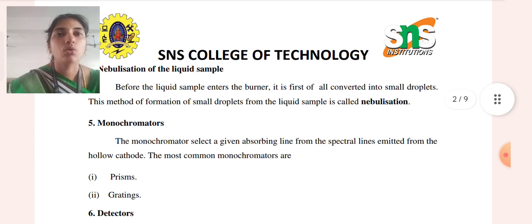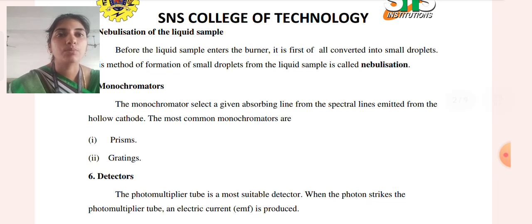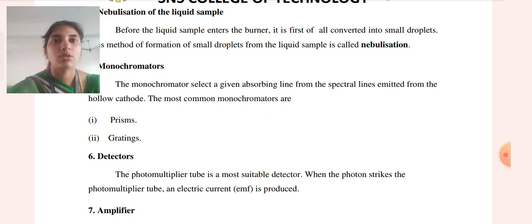Next one is a monochromator. The monochromator selects a given absorbing line from the spectral lines emitted from the hollow cathode. The most common monochromators are prism and grating. So these are the two types of monochromators used in atomic absorption spectroscopy.